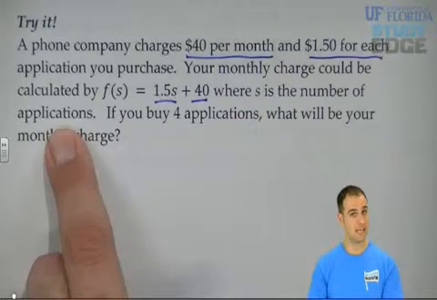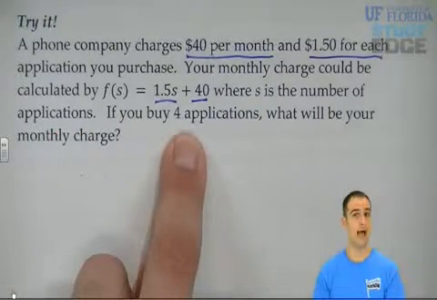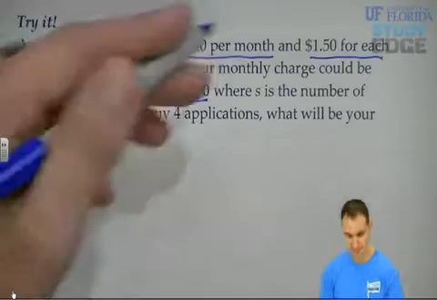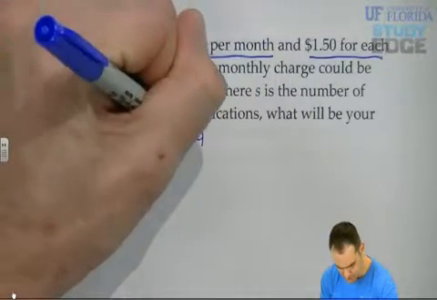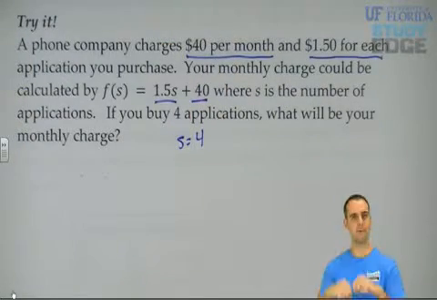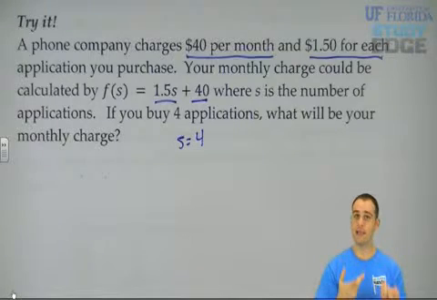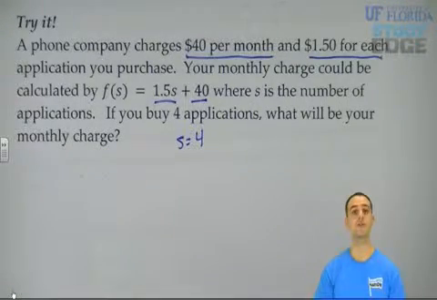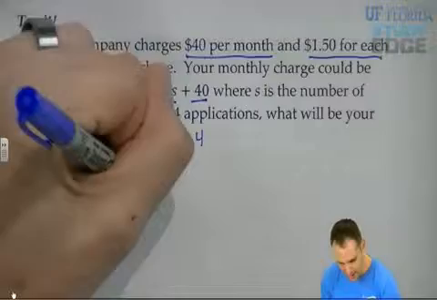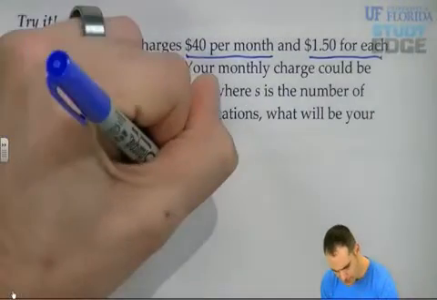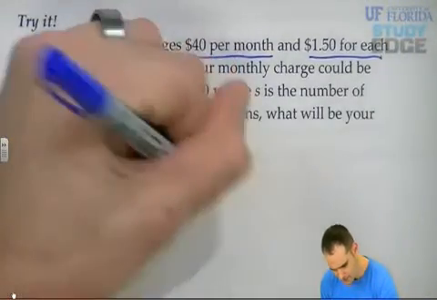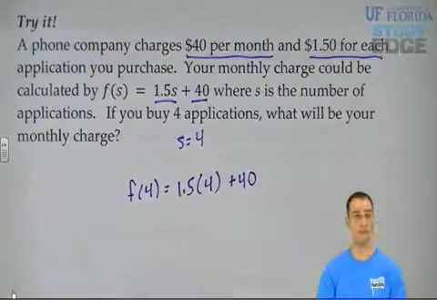S is the number of applications. You buy 4 applications. That means S equals 4. So we're going to input a 4 for S and output our answer, which will be our monthly charge, F of S. F of 4 equals 1.5 times 4 plus 40.